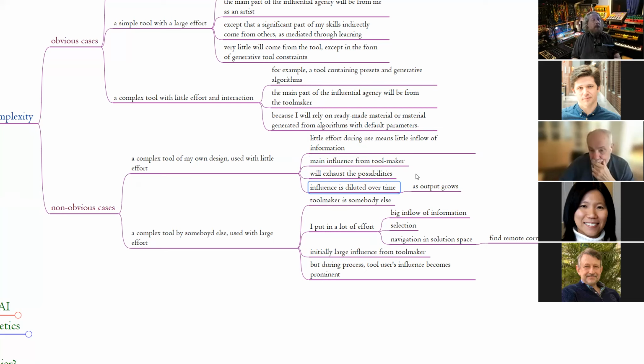It's interesting in the beginning, but if I use it to produce a lot of output, it will not be so interesting. If I use a complex tool by somebody else, but I use it with large effort, that's another interesting case. During this effort in the creative process, there's a big inflow of information from me as an artist, selection, navigation in the solution space, etc. And that might lead to me finding very remote corners in the solution space. There's an initial large influence from the tool maker, but as I also contribute a lot during the process, and the tool maker's influence was devoid of intention, more of potential, then I as an artist contribute a lot of influence, and within that field of potential the final results will be very much me and less tool maker, but still to quite some extent tool maker.